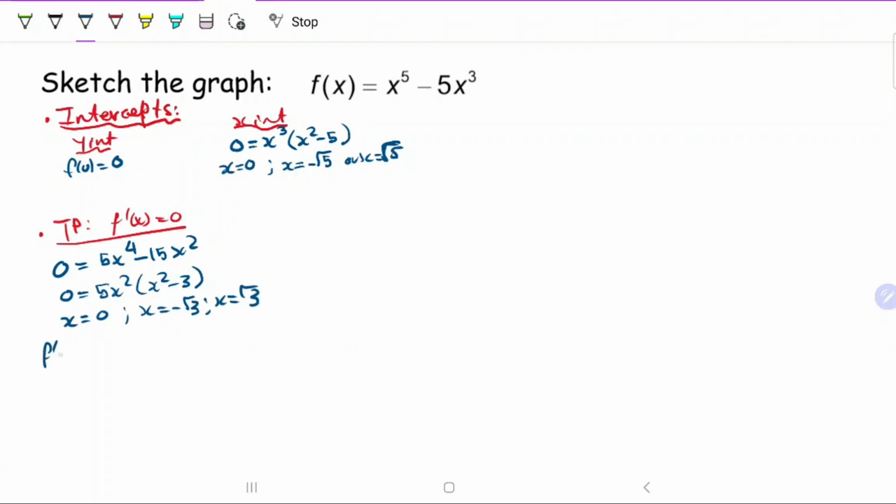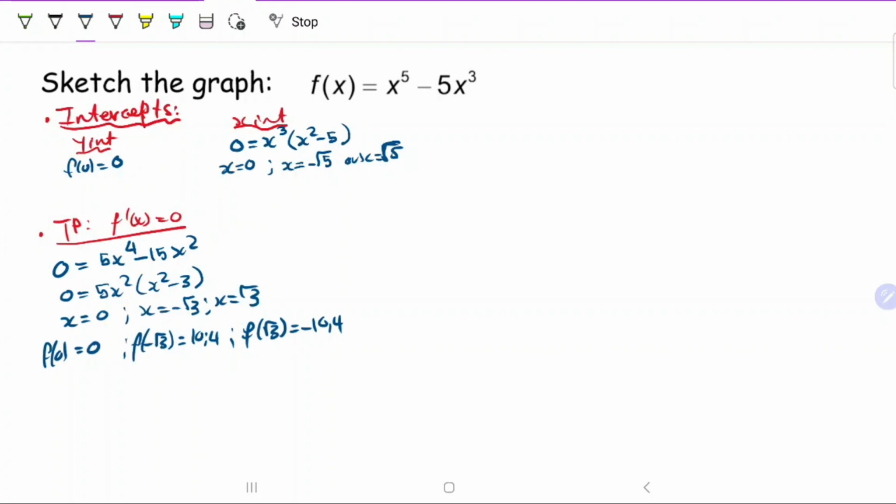What I then recommend is that we find the corresponding y values for those. If you plug in 0, you get 0. If you plug in f of minus root 3, we end up with an answer of approximately 10.4. And if we find the point root 3, we end up with approximately negative 10.4. Okay, this looks a little bit symmetrical so far. Let's see if we are able to do this.